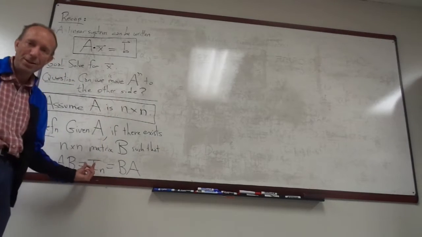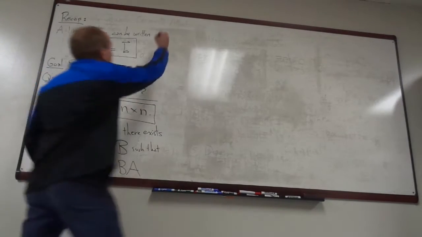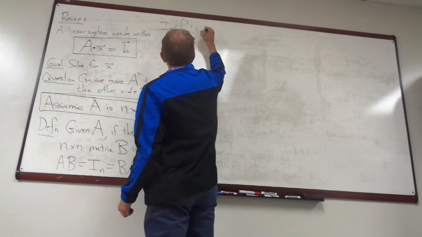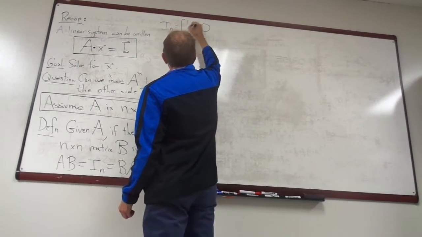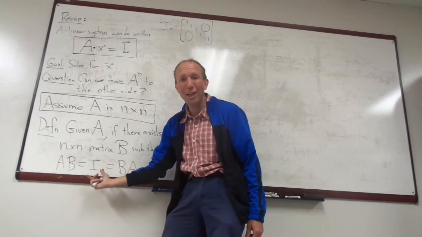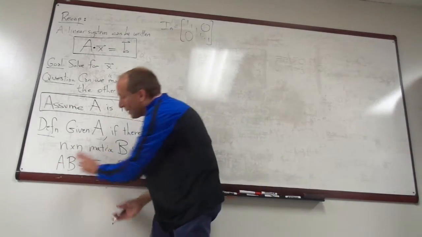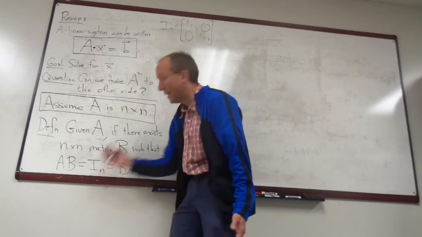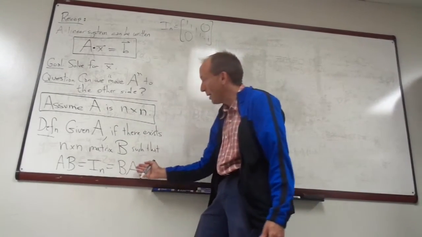Remember the identity matrix? That's the matrix, I'll just put it right here to remind you. That's the matrix where you have ones down the diagonal and zeros everywhere else. It kind of behaves like the number 1. So this is kind of saying that A times B cancel out, so to speak. They become the identity. And so does B times A.